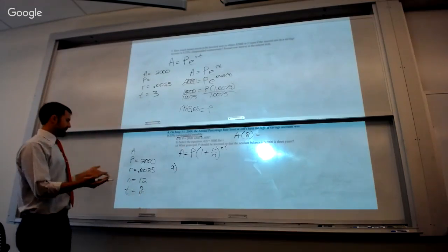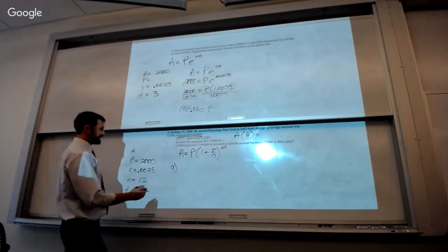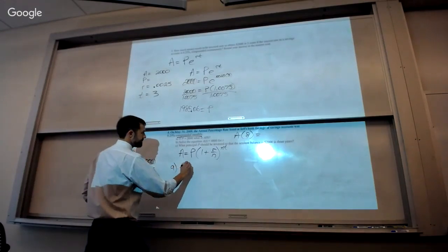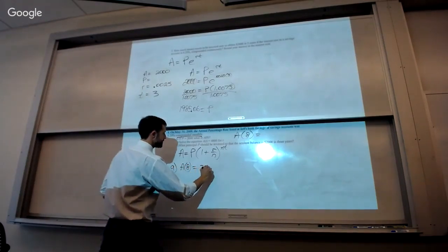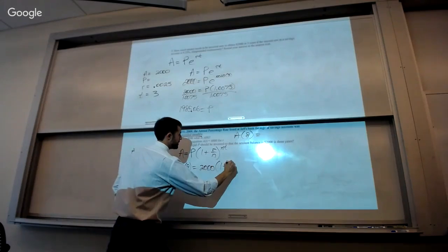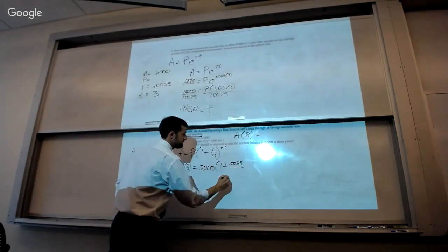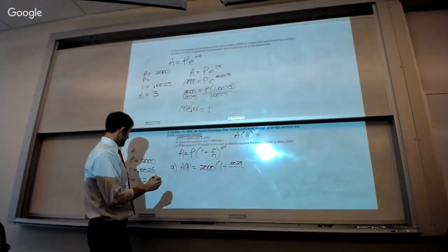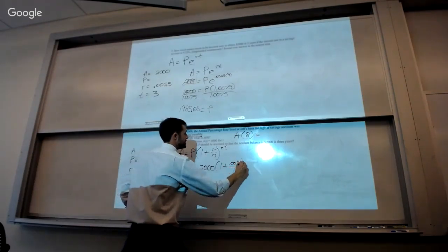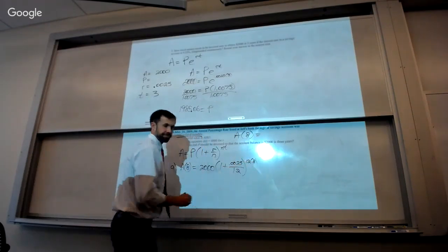And honestly, in this problem, all we do is plug everything in and calculate it. So A of 8 is simply P, which is 2,000, times 1 plus 0.0025 over N, over 12, to the 12 times 8.